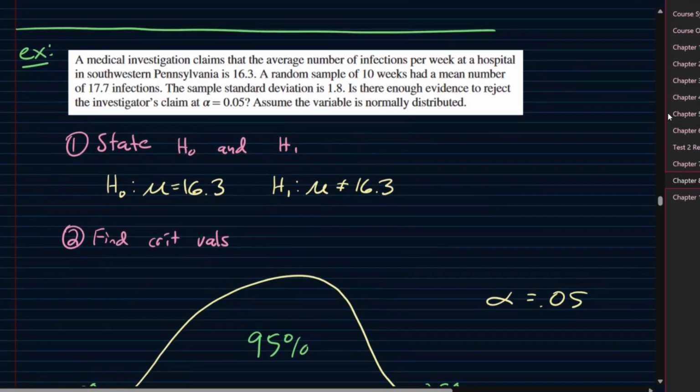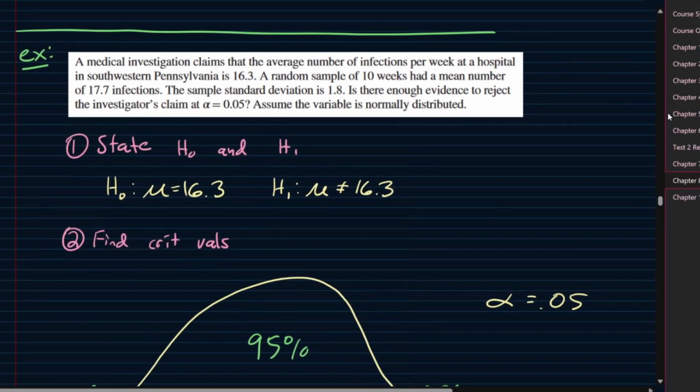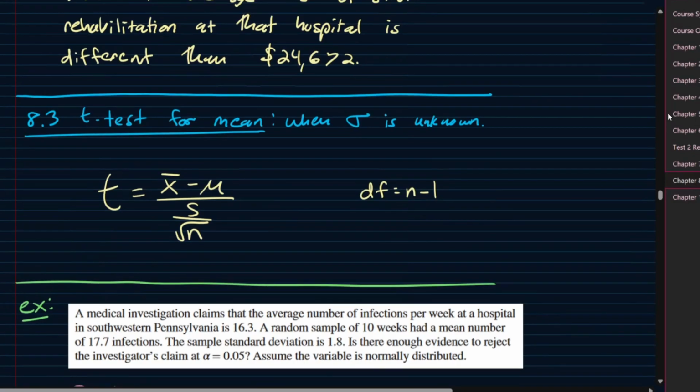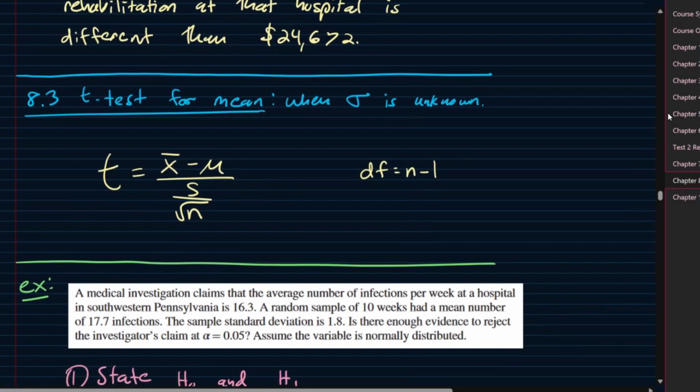And some more examples here, again, of course. And again, it says the sample standard deviation. So we know that we've got s that tells us to use this one, the t-test for the mean.